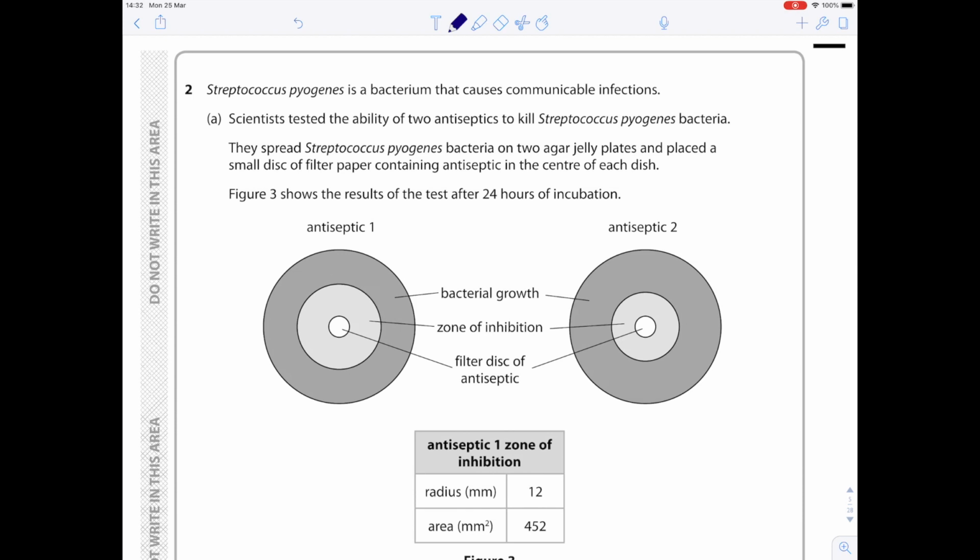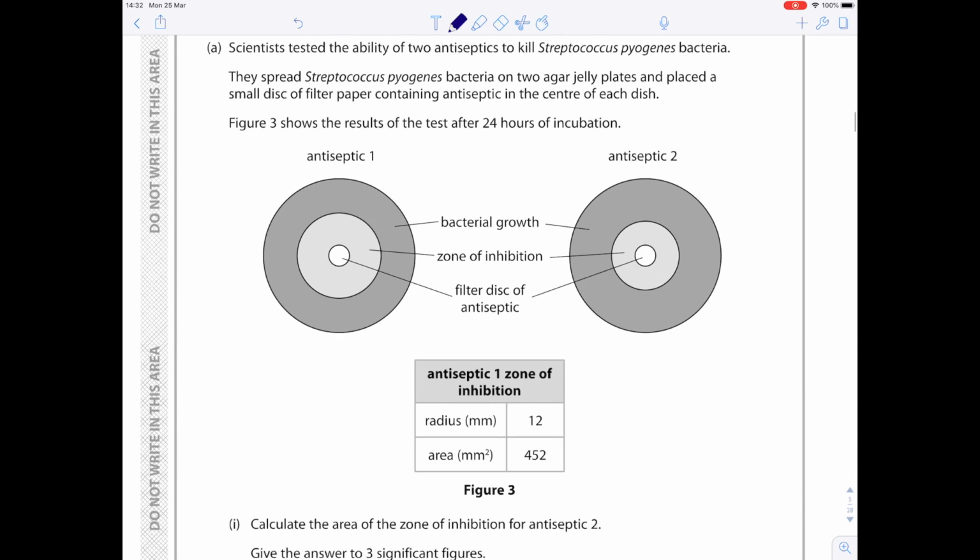Streptococcus pyogenes is a bacterium that causes communicable infections. Scientists tested the ability of 2 antiseptics to kill Streptococcus pyogenes bacteria. They spread Streptococcus pyogenes bacteria on 2 agar jelly plates and placed a small disc of filter paper containing antiseptic in the centre of each dish. Figure 3 shows the results of the test after 24 hours of incubation.